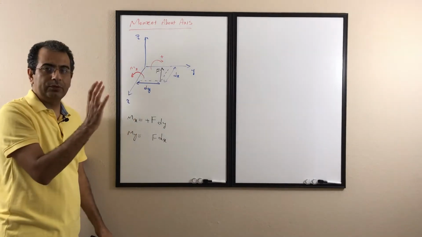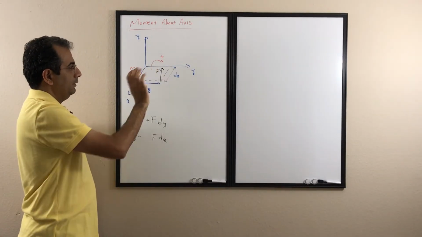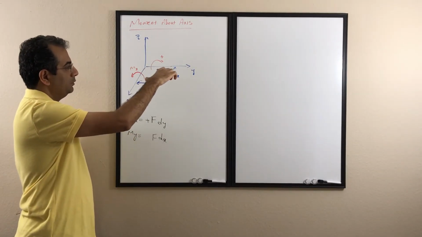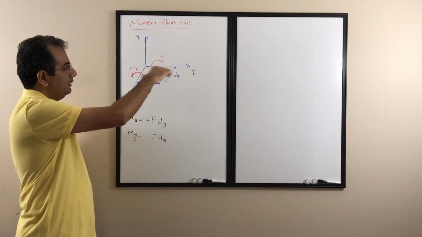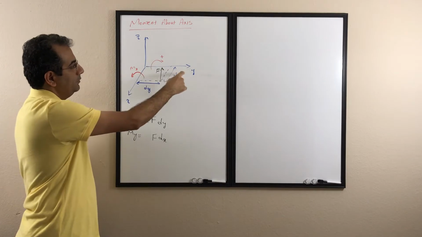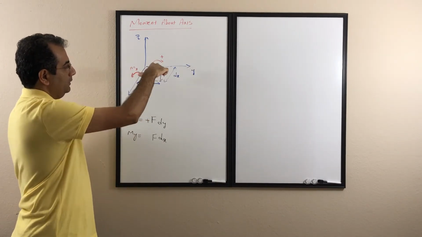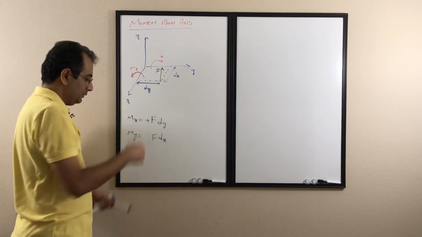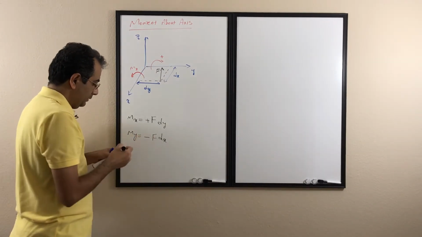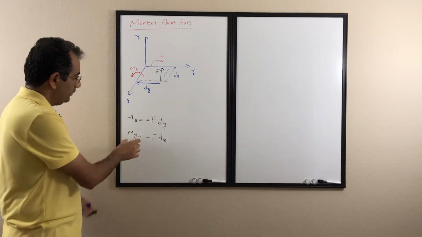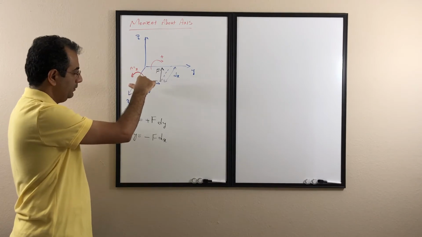So if I put my right-hand forefinger in the direction of rotation, my thumb shows the direction of the moment. My thumb says the direction of the moment is in the negative direction of y. So if this is positive y, my thumb is in the negative direction, so the moment about y is going to be negative.